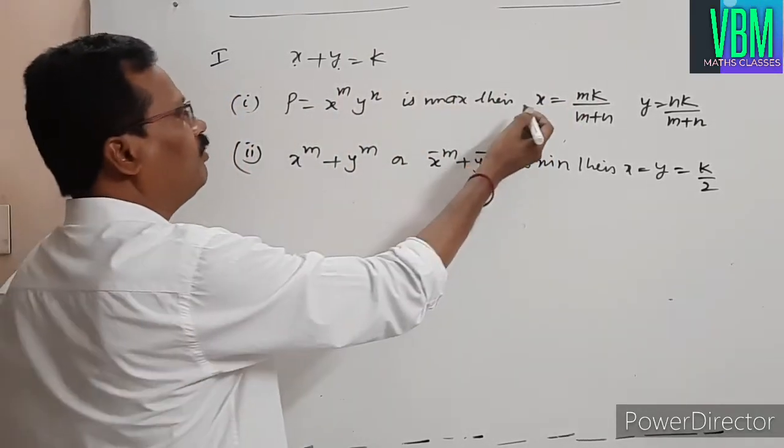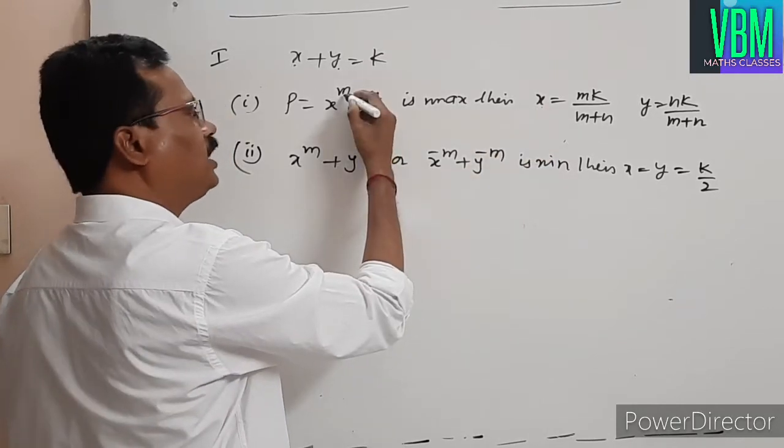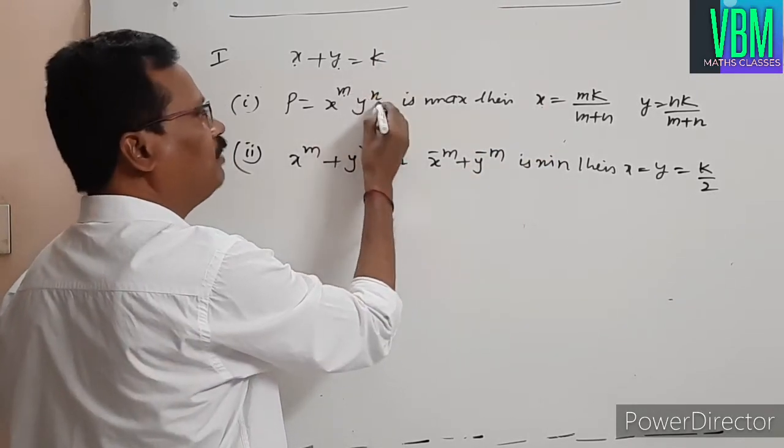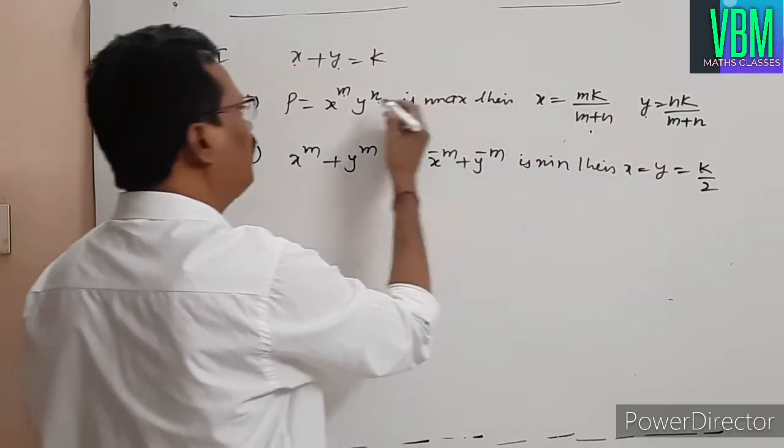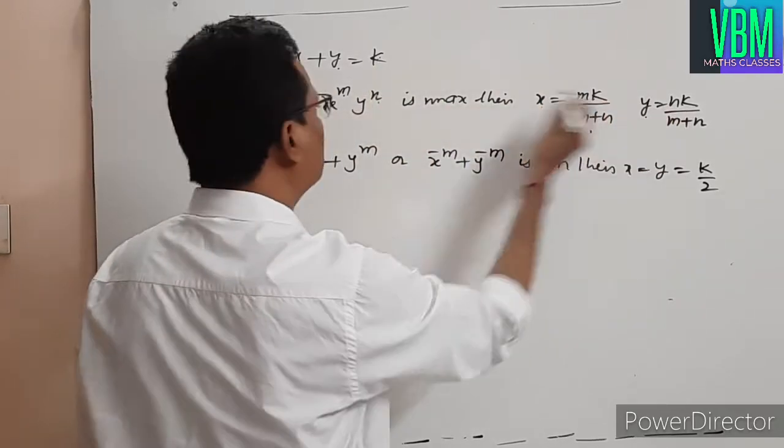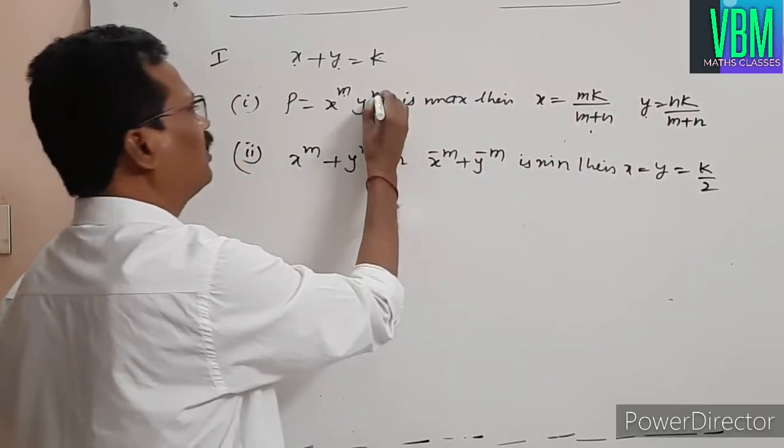Now here, how do we remember this? For x, the x exponent m into k by the sum of the degrees. y is equal to the y degree n into k by the sum of the degrees, m plus n.